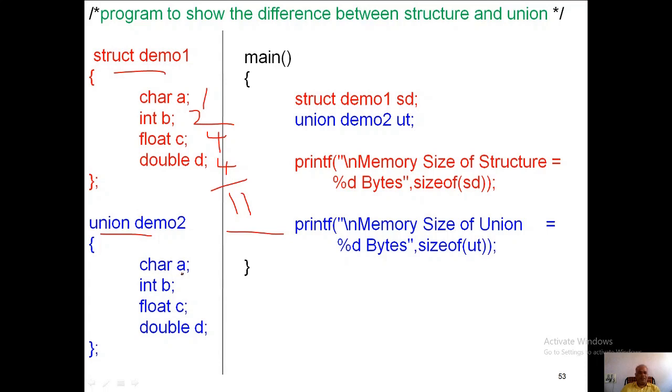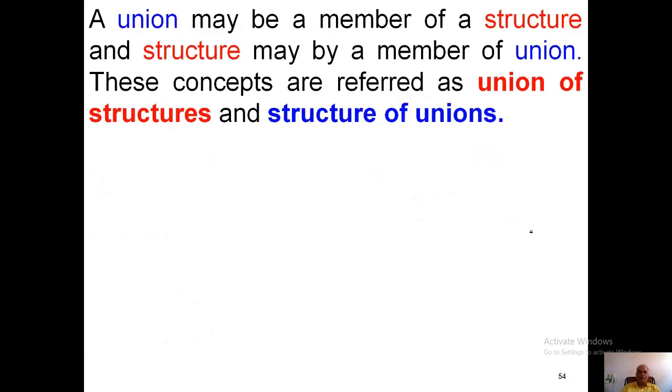So here it is 1, 2, 4, 4. But what is the largest one? Either float or double, which is specified as 4 only. So here the answer is 4. This is 11 for the structure, so it is going to occupy all the specified members.